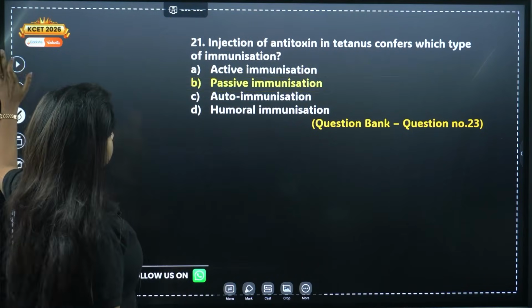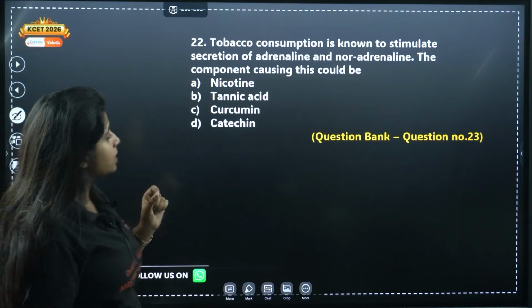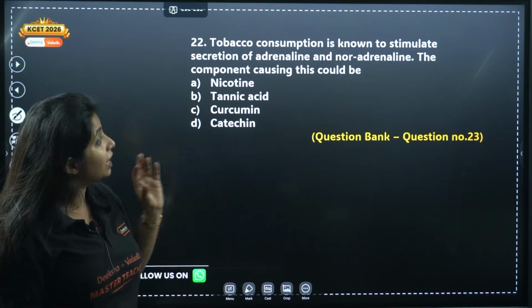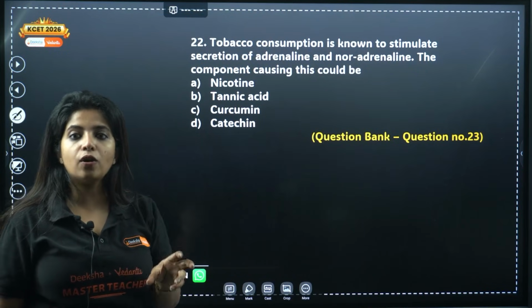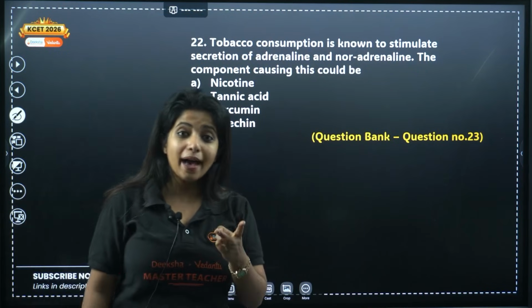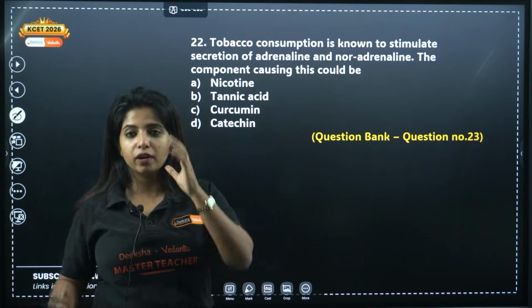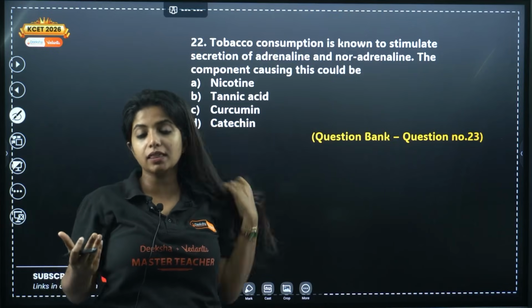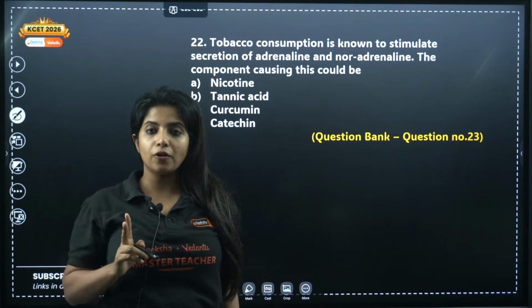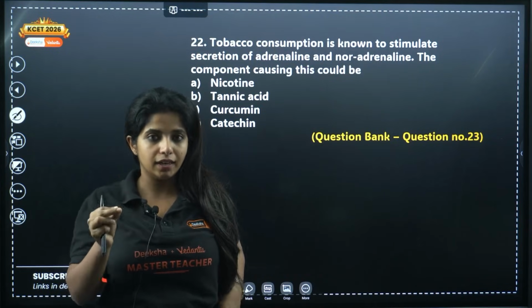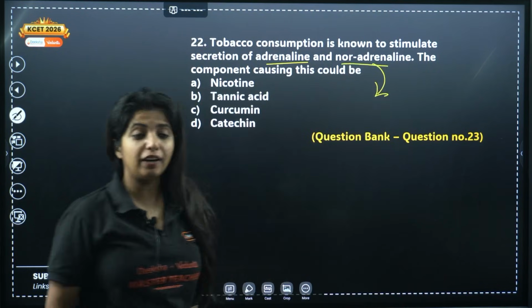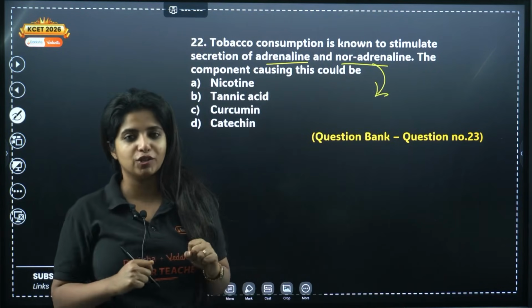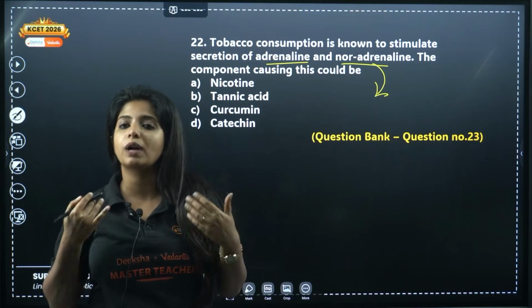Cool? Cool. Now, tobacco consumption is known to stimulate secretion of adrenaline and noradrenaline. The component causing this could be... So tobacco, which is used in smoking, my dear children, is stimulating the secretion of two very important hormones, adrenaline and noradrenaline. You know what? They are responsible for the fight or flight response. Either you fight or you run. So they obviously increase your blood pressure and everything.